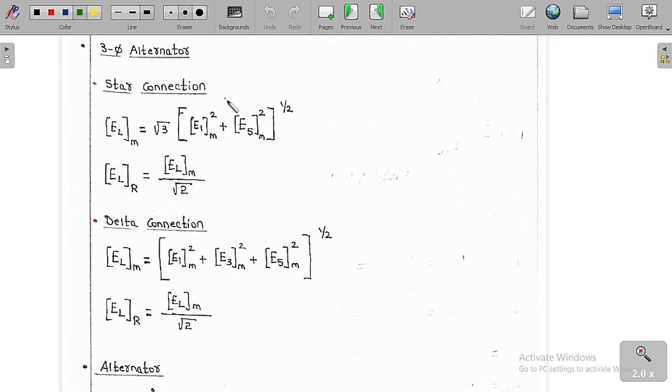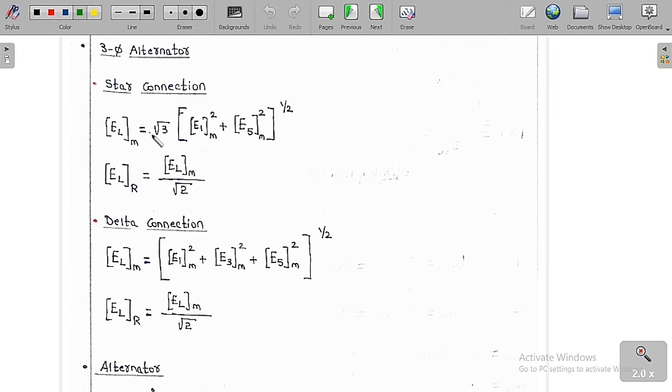Whether it is a star connection or delta connection, in the line voltage there will never be a third harmonic component. So therefore, EL is equal to root 3 into under root over E1 square plus E5 square. If you want the maximum value, just take all these things as maximum values. Then what is the RMS value? It is equal to the maximum value by root 2. So you have to find the maximum value, and then divide by root 2, and you are going to get the RMS value.